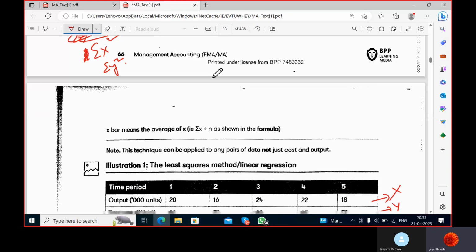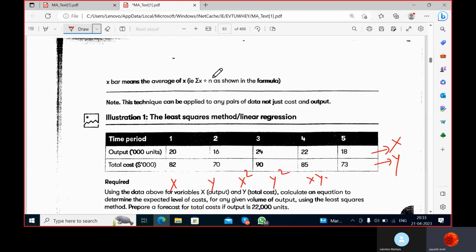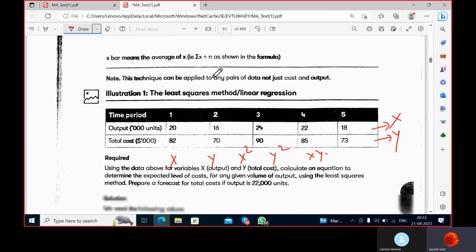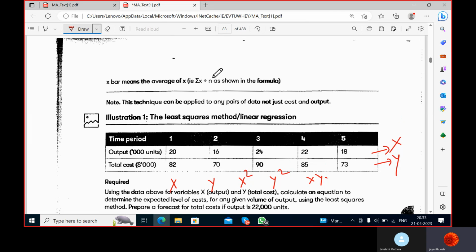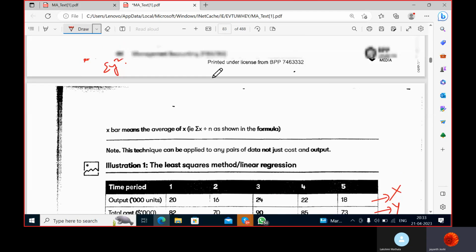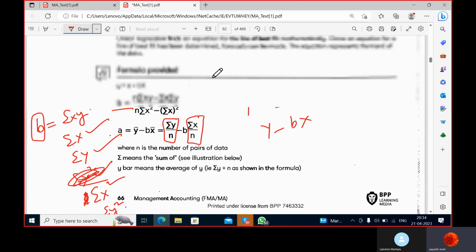I'll put everything here. See, this is the data. Take a screenshot of the data. So 1 second. You can take on Skype only. Okay, if you're taking on phone, no problem. Once you have taken this, I'm showing the formula. Yeah, this is the formula. Okay, do this.